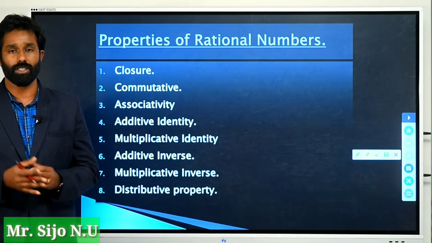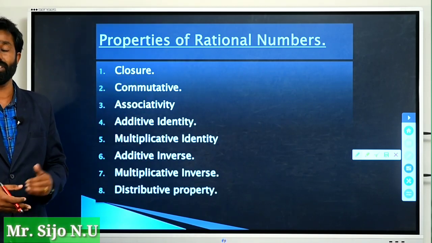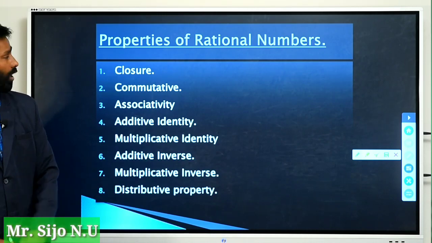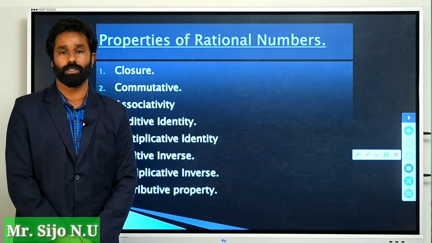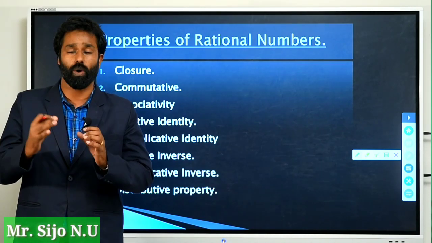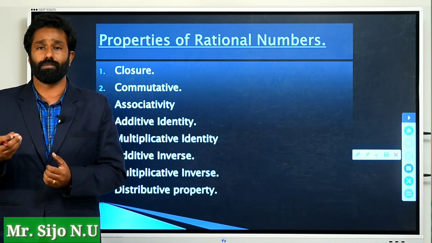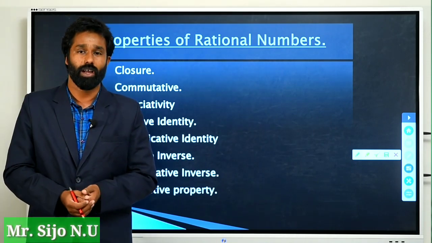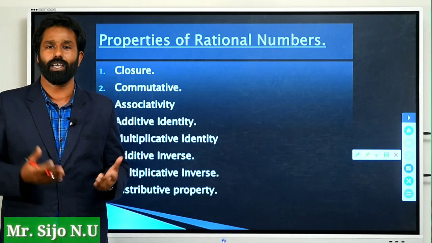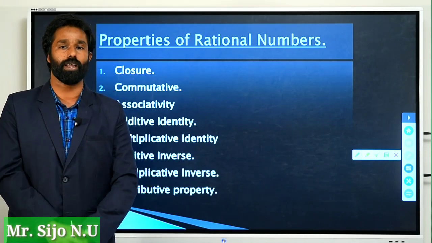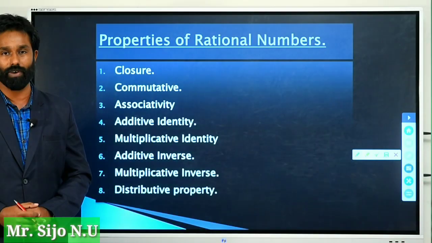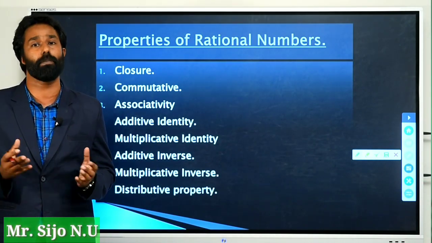Now, the main points which we are going to cover in this first chapter are the properties of rational numbers. Before we talk about the properties of rational numbers, we should know what the properties of something familiar to us are. Let us consider biryani. Why do we like biryani? Because of its properties: its flavor, its color, its taste. These all are the properties of biryani.